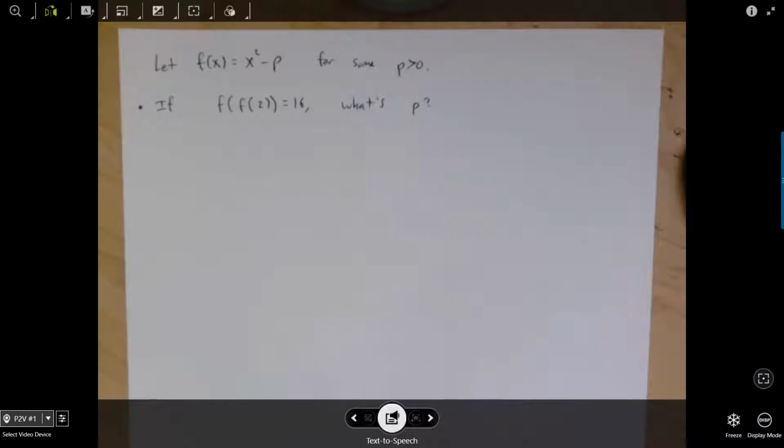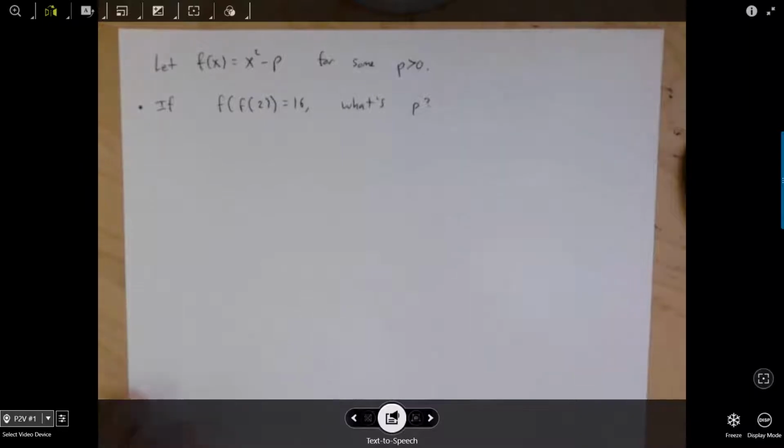So let's say we've got a function f of x, which is x squared minus p for some p-value that's larger than 0. We don't know what p is. But then let's say I also tell you that we know that f of f of 2 is 16. That's enough information to be able to figure out what p has to be. So why don't you give this a try?